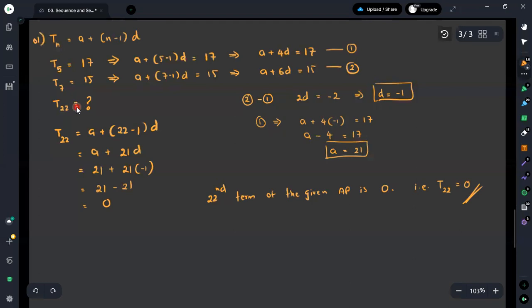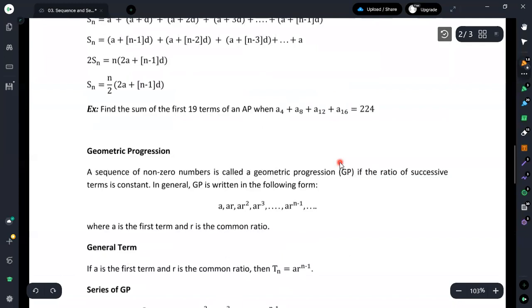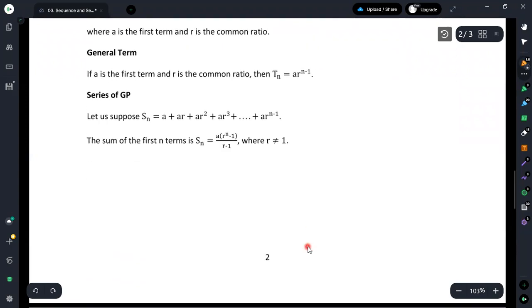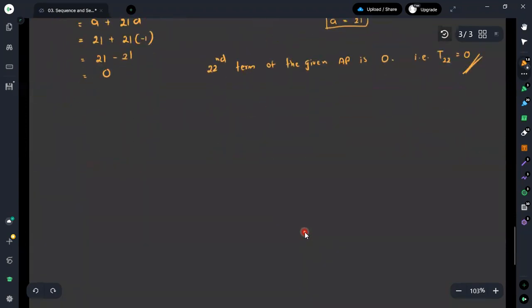This is the first example we are taking, and the second example asks us to find the 20th term. It says that if 11 times the 11th term of an arithmetic progression is equal to 9 times the ninth term, we are asked to find the 20th term. So it says that 11 times the 11th term is equal to 9 times the ninth term, and we are asked to calculate the value of the 20th term.